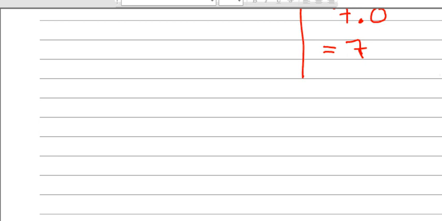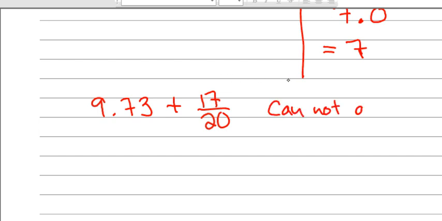Let's try another one. Let's try a bit of a harder one now. I want to add 9.73 and 17 over 20ths. Cannot add as is. They both need to be decimals.